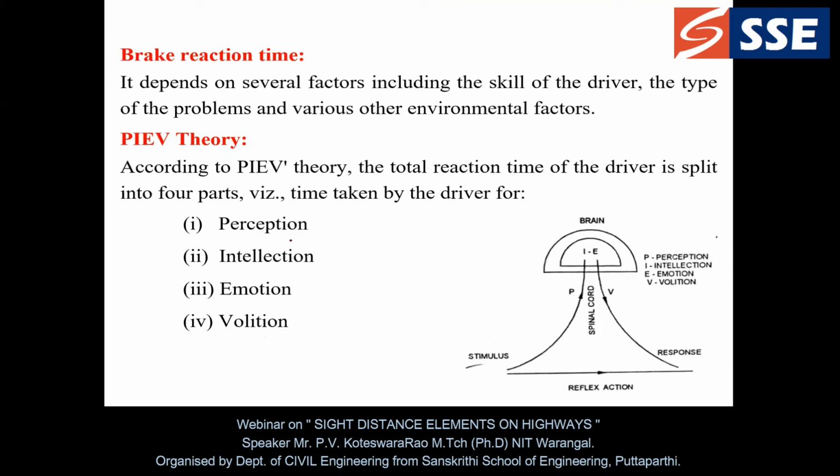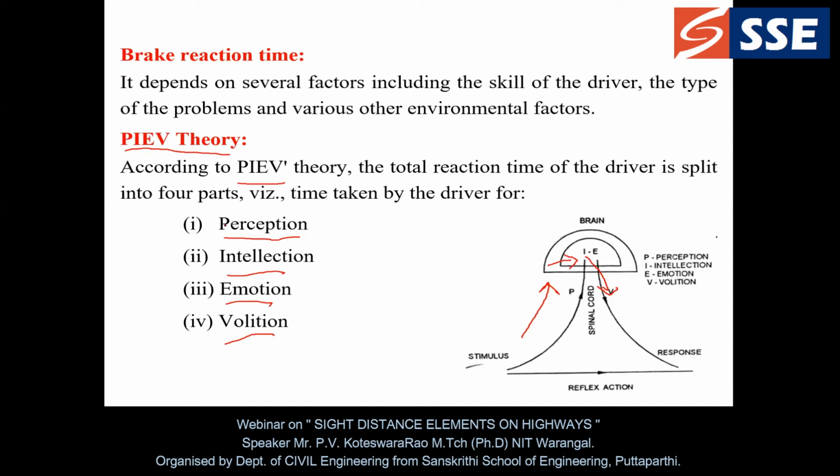So here, the PIEV theory stands for perception, intellection, emotion and volition. Please observe this. Here we need to send the signal to the brain, and it has to analyze the situation and send the signal to the other parts of the body to apply the brakes. All this together we call the PIEV theory.